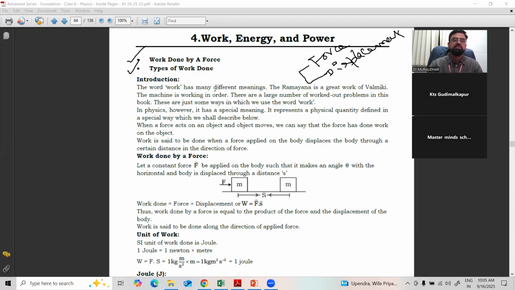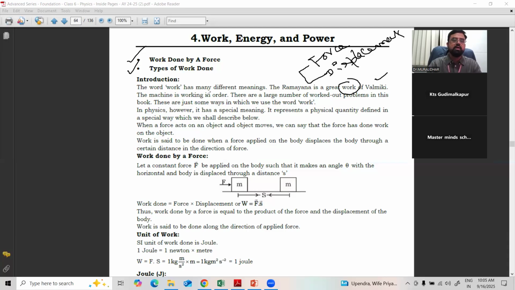The word work has many different meanings. The Ramayana is a great work of Valmiki. Because Valmiki wrote the book, we got the Ramayana. That is good work. If you do anything good in class, your teacher will say good work, not only in marks but in different cases. So the word work can be applicable in many places, but it is different in physics. Generally, the Ramayana is a great work of Valmiki.